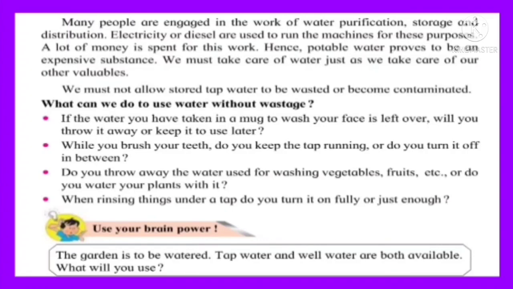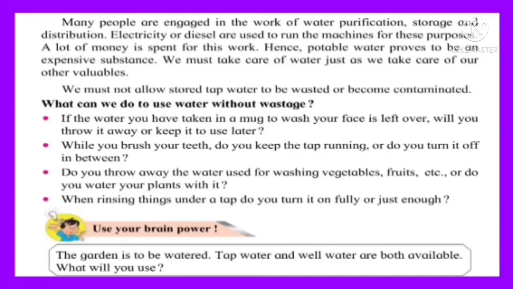The next question, do you throw away the water used for washing vegetables, fruits, etc., or do you water your plants with it? Sure, we will not waste water, since we know that it is an expensive affair to clean water and get water to your homes, and therefore we will use this water to water the plants. While rinsing things under a tap, do you turn it on fully or just enough? We will turn it on just enough to wash the vegetables, or just as we need the water to clean whatever things we are using. Correct?